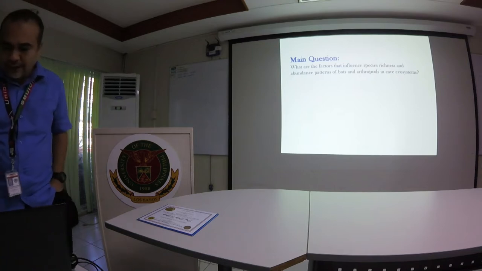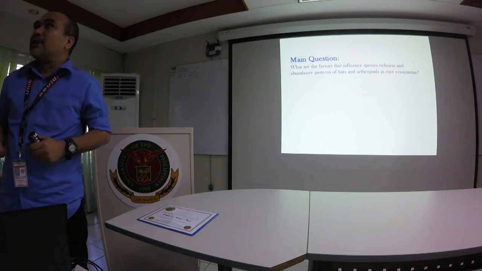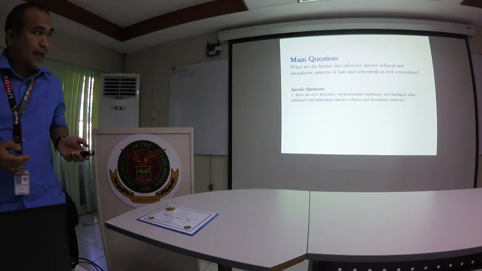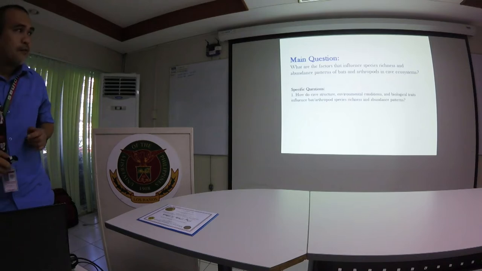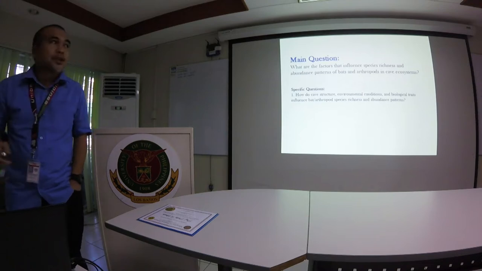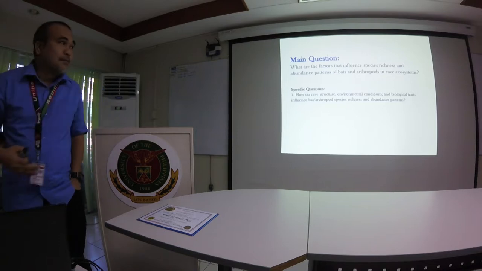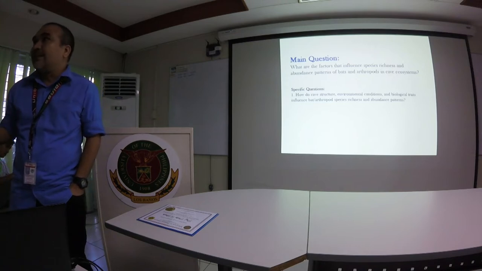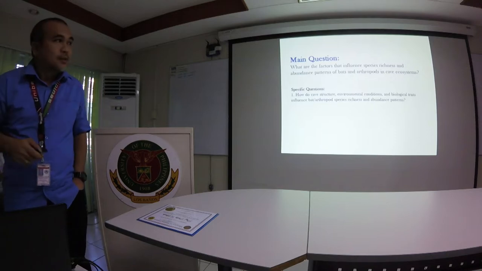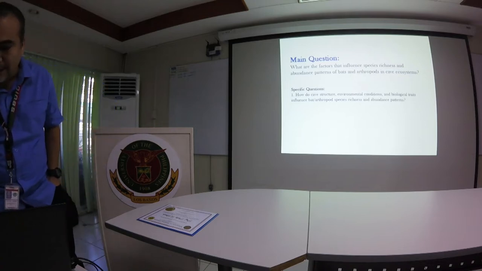My main question for this dissertation is, what are the factors that influence species richness and abundance for both bats and arthropods inside a cave ecosystem? And I also have at least three specific questions. First of all, how do cave structure relating to cave architecture, environmental conditions such as microclimate, and biological traits of the bats, depending on whether it has a high species richness or high abundance, influence the species richness and abundance patterns of these bats and arthropods?